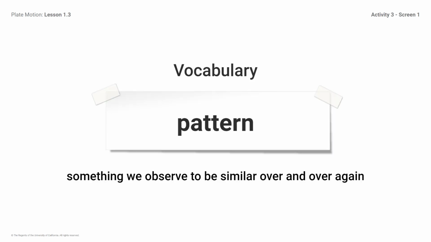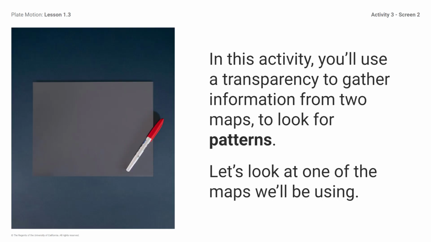Vocabulary. Pattern. Something we observe to be similar over and over again. Students, remember to look at the glossary if you need more support. In this activity, you'll use a transparency to gather information from two maps to look for patterns. Let's look at one of the maps we'll be using. Information from these maps will help you learn more about what the land is like underneath the Earth's surface.